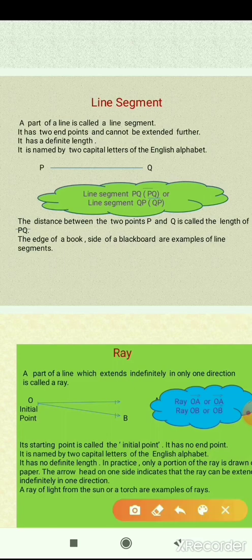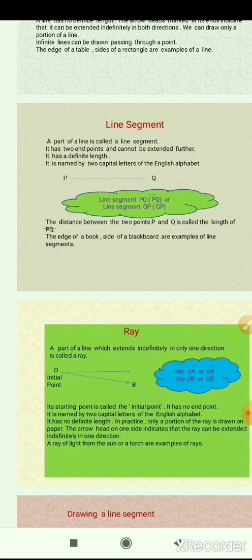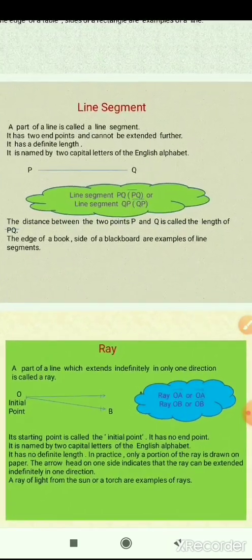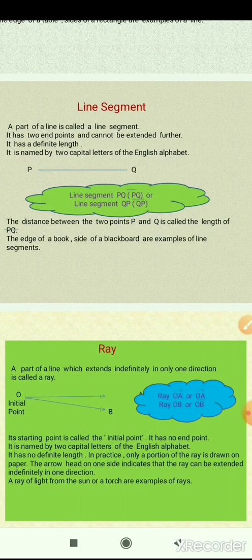Look here, we read it line segment PQ, or we can write PQ using the symbol of line segment. Or we can read it line segment QP, or by using the symbol. In this way, we can denote or read a line segment. The distance between the two points P and Q is called the length of PQ. Here we have drawn a line segment, meaning it has a definite length.